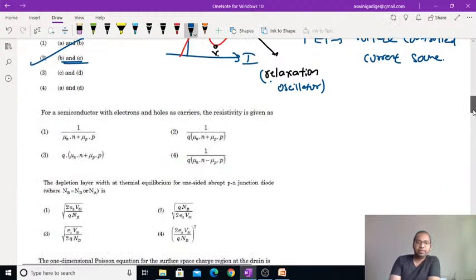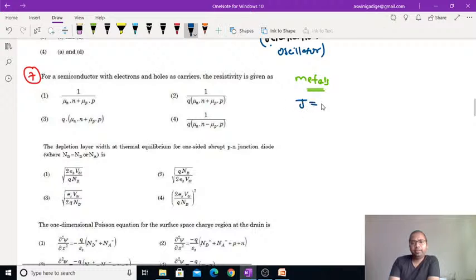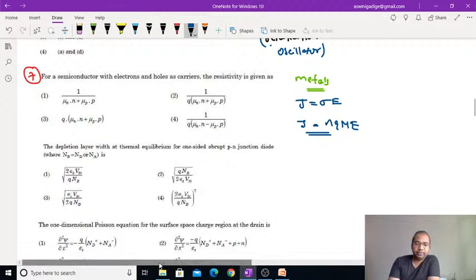So it is the sixth question. And next, coming to the seventh question. For a semiconductor with electrons and holes as carriers, the resistivity is given as. Okay, so coming to the semiconductors, usually while coming to the metals, we will write that J is equal to sigma E, and it can be written as nq mu E. So it is for the metals.